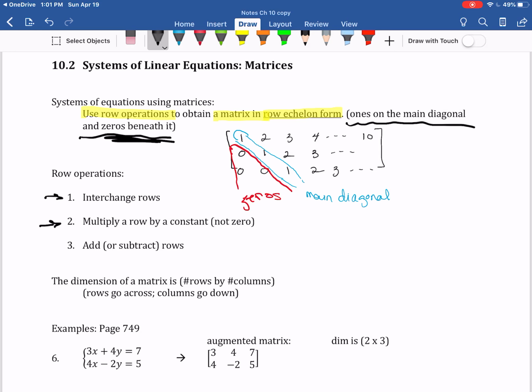And we saw that quite a bit in the last section when we were solving our systems using elimination. We would multiply through by a constant, and that's okay to do as long as you don't use a 0. Positive constants and negative constants are all okay, not zeros. The third row operation that is okay to do is to add or subtract rows. And we saw this again in the last section when we added like terms together from one line to the next line. That's the same thing as adding two rows together in a matrix context.